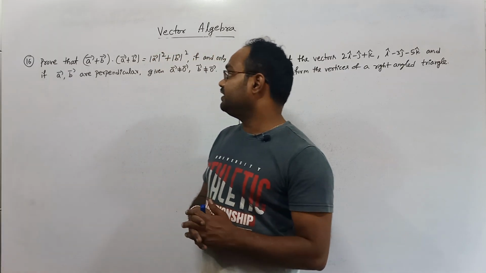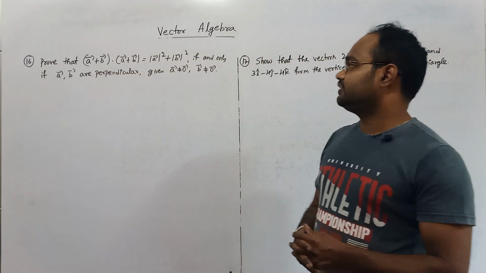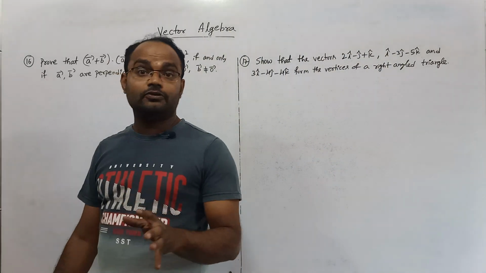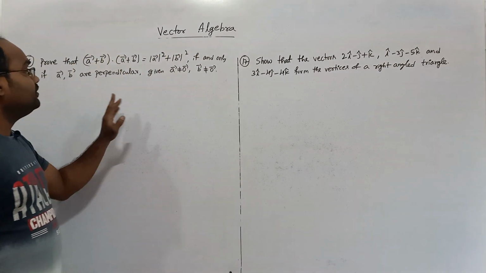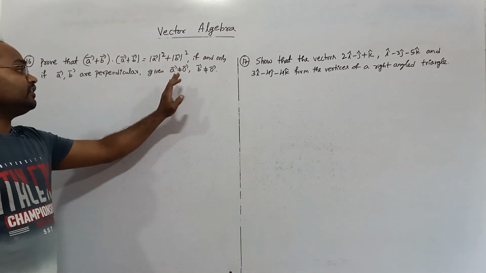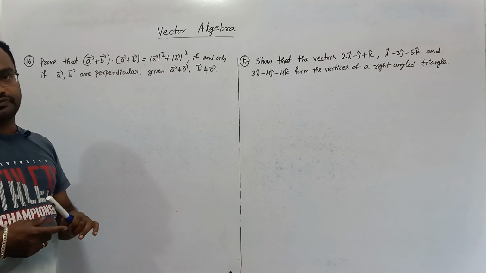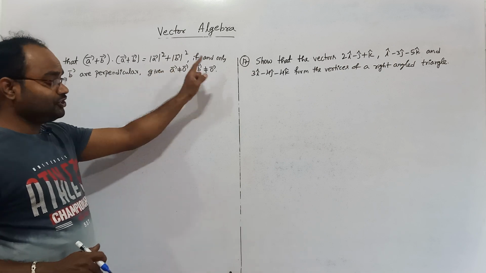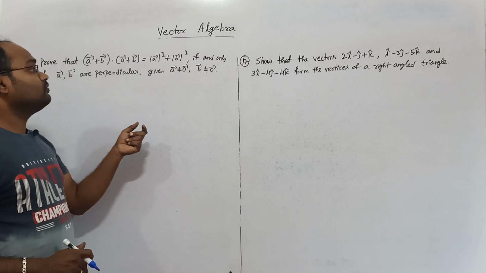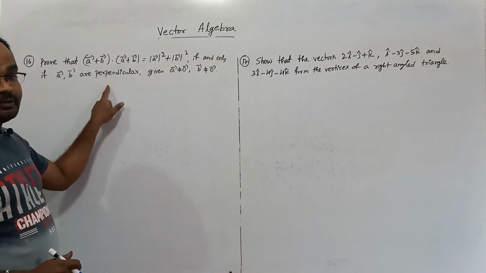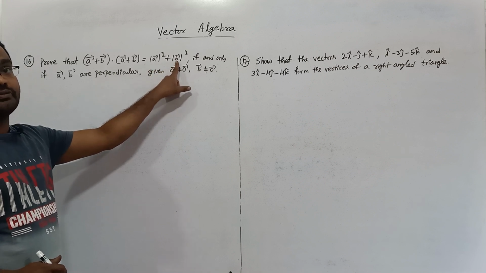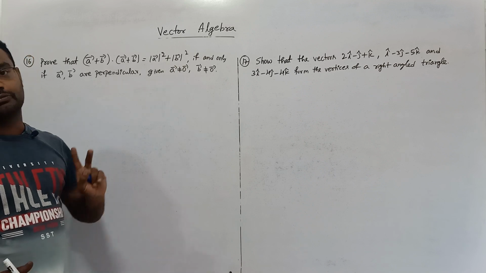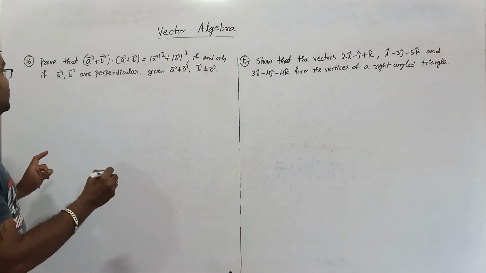Next one, prove that a plus b dot a plus b is equal to magnitude a whole square plus magnitude b whole square if and only if a and b are perpendicular, for given a not equal to 0 vector, b not equal to 0 vector. So here if and only if means bi-conditional, how should we prove this? First, if we assume that a and b are perpendicular, we must prove that this gets verified. Then if this verifies, we must prove that a and b are perpendicular. We have to prove two cases. Let us prove like this.